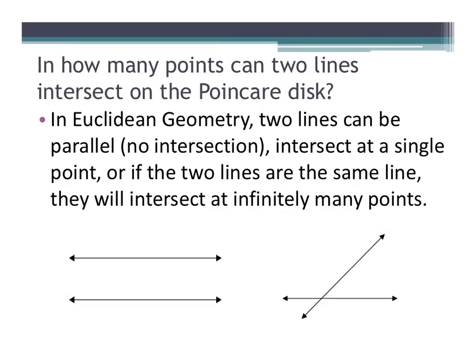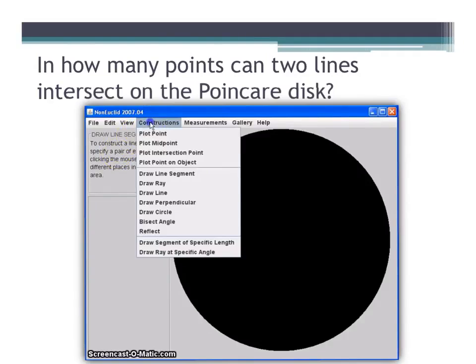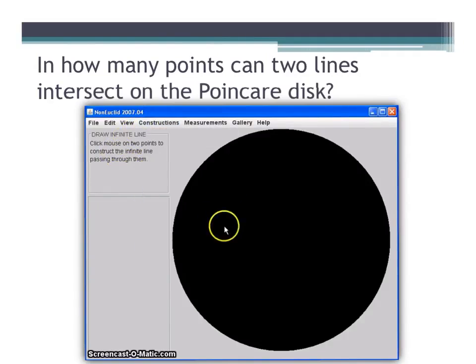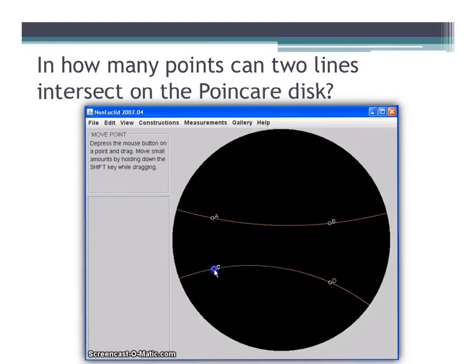Let's see if the first two of these hold true in hyperbolic geometry. Let's explore two lines on the hyperbolic plane to see what happens. So let's draw line AB and line CD, and let's move them around. It's possible for lines AB and CD to never intersect. So therefore they would be parallel to each other and have no point of intersection.